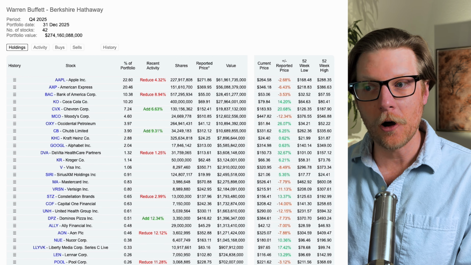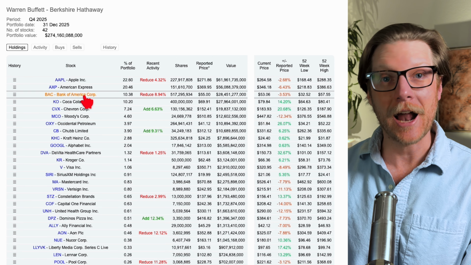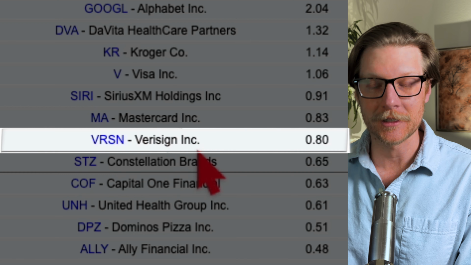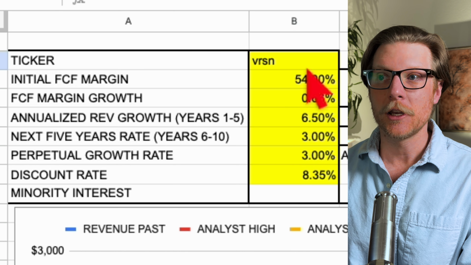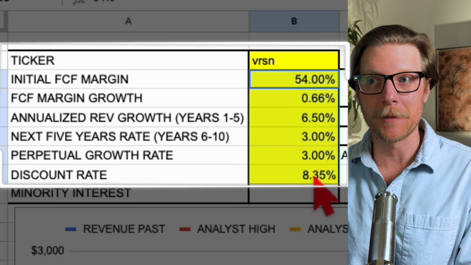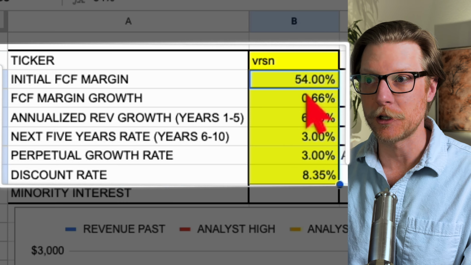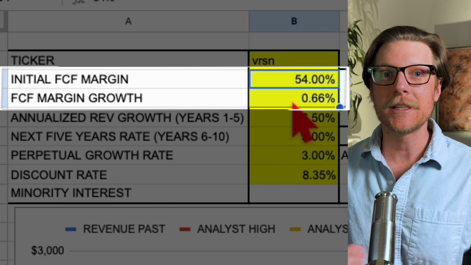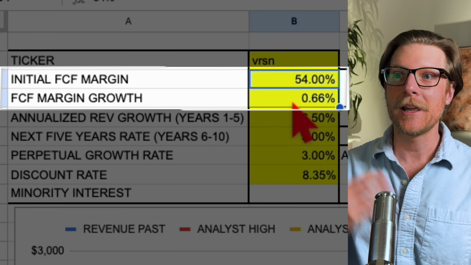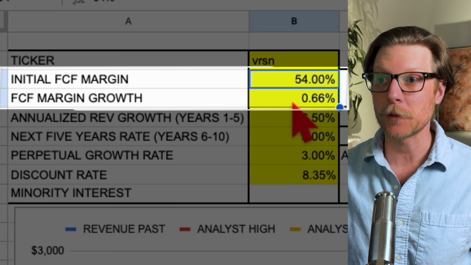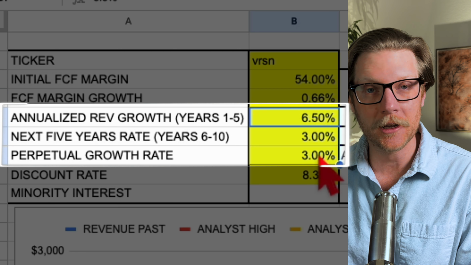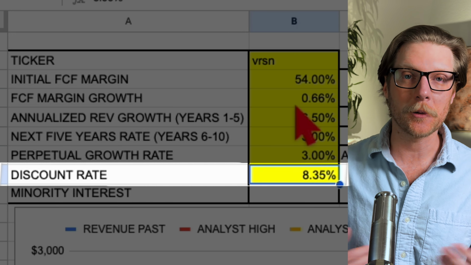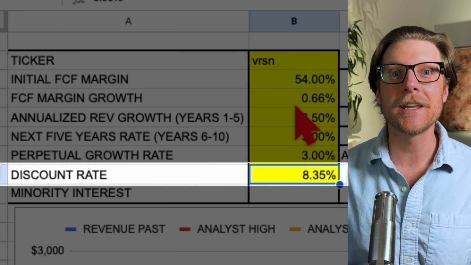After I went through all of Warren Buffett's companies, the one that appeared to be the most undervalued was Verisign, and I was able to determine this using 6 different assumptions on my discounted free cash flow spreadsheet. The first 2 assumptions are related to the free cash flow margin. This is the percentage of free cash flow that this company is able to create given its revenue. The next 3 cells are related to its revenue growth. And then finally, this is the discount rate. This is the minimum return that I want annually.